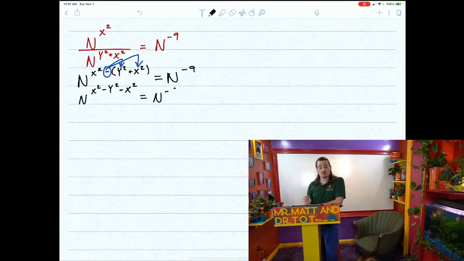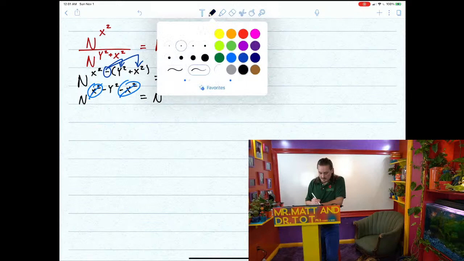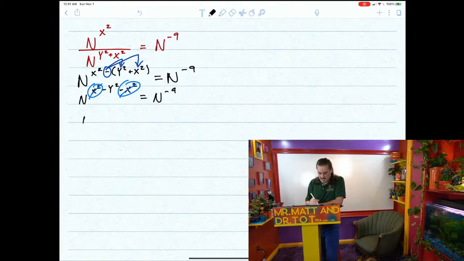Notice that x squared minus x squared have opposite signs but equal magnitude. So they're going to cancel directly, and we're left with n to the negative y squared power is equal to n to the negative 9th power. So we have common bases on opposite sides of an equal sign, so we can drop the bases and equate the exponents. So negative y squared is equal to negative 9.